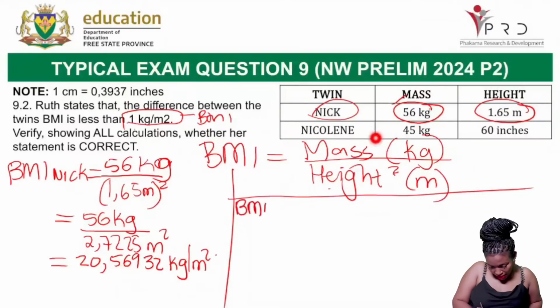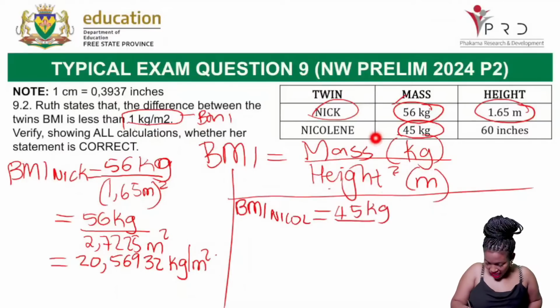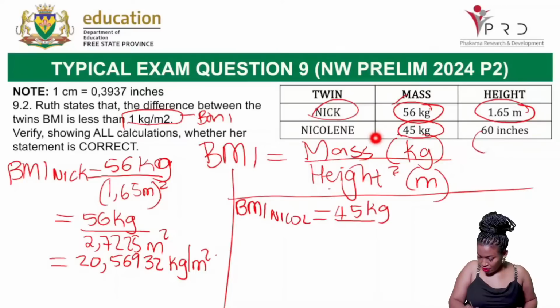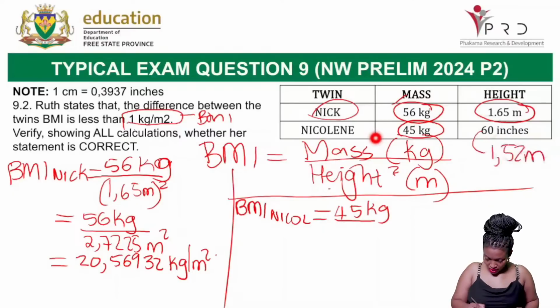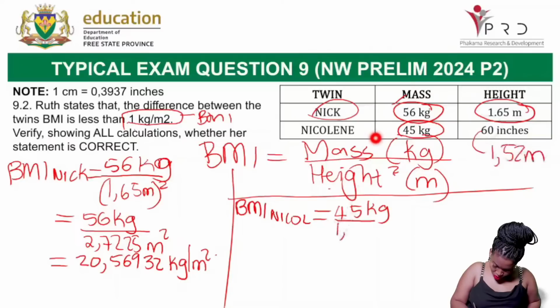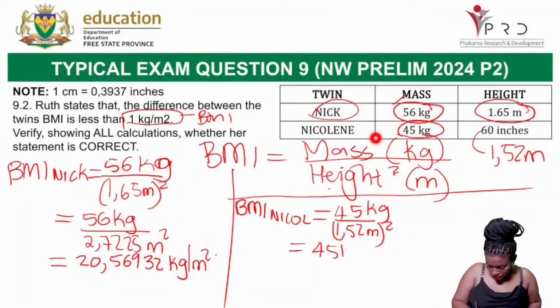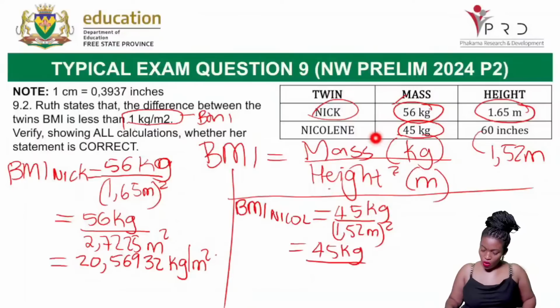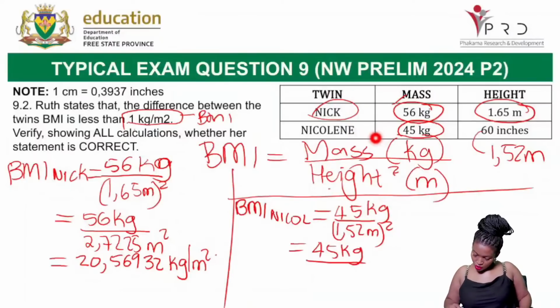So we'll say BMI Nicolene. It is the mass. What is the mass? It is 45 kilograms. What is the height? Remember, we already calculated the height in the previous question, and the height was 1.52 meters. So over 1.52 meters, but it must be squared. So that is 45 kilograms over 1.52 multiplied by 1.52.